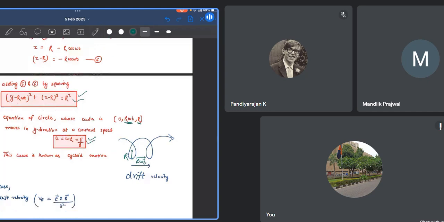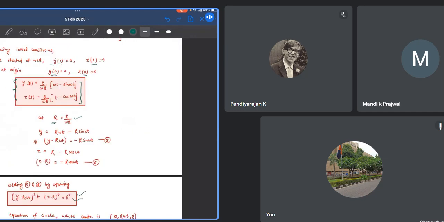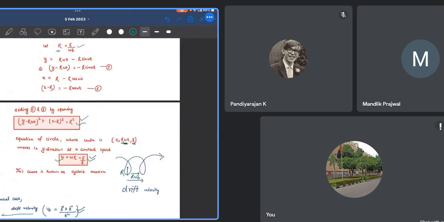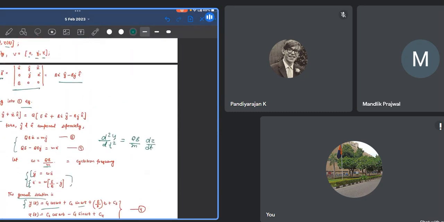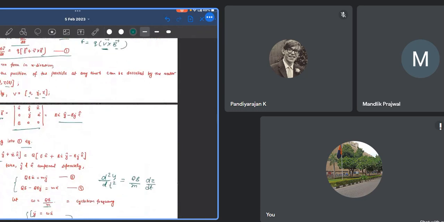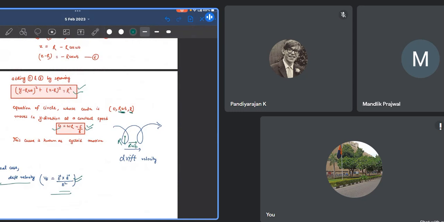But if you are given another kind of field, you can use the direct formula to calculate this drift velocity as E cross B by B square. So you do not have to do this complete derivation; you can directly use this formula. The derivation is just to tell you how to do calculations. If you are given two different types of field and you have to calculate what kind of motion the particle is going to perform, just calculate the force due to those fields, put it into the equation of motion, and solve the differential equation.